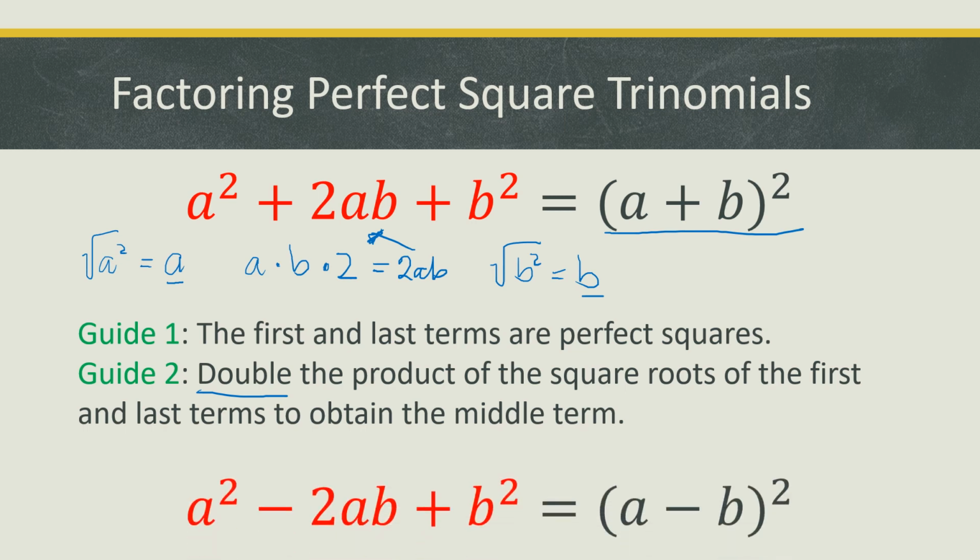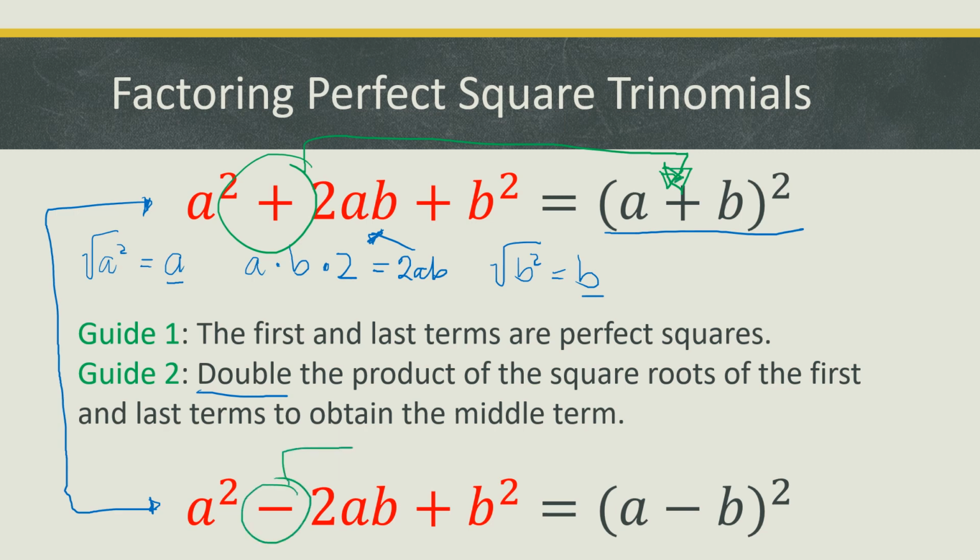Another example of a perfect square trinomial is a squared minus 2ab plus b squared, which is equal to a minus b squared. Notice that they are almost the same, but they are different in signs. Take note that if the middle term is positive, the sign of your square of binomial is also positive. If the middle term is negative, the sign of the square of binomial is also negative. That's the difference between the two. So we will use this as our formula.